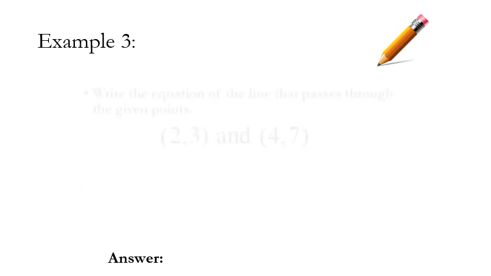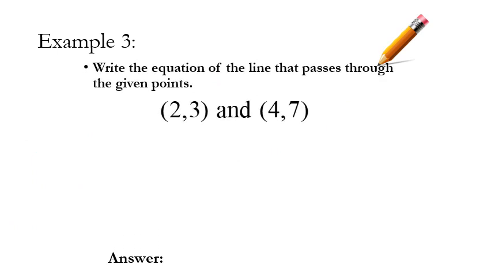Last example. Write the equation of the line that passes through the given points. My equation has to be in slope-intercept form. This time, I'm only given points. I don't have a slope. I don't have a y-intercept. However, I'm given 2 points, x1, y1, and x2, y2. That's 2 coordinates.